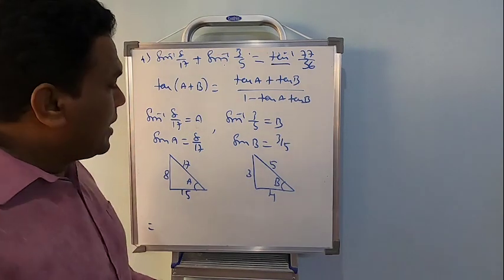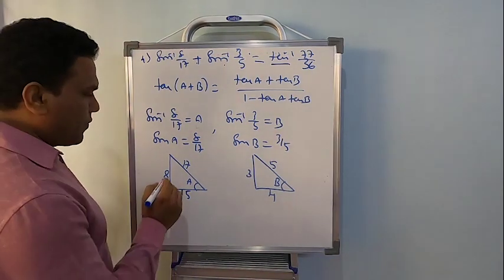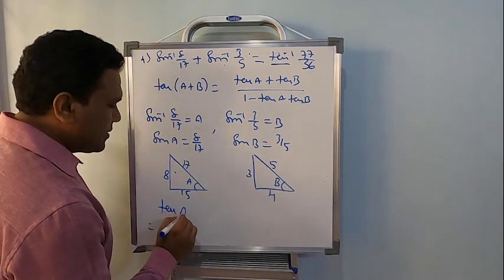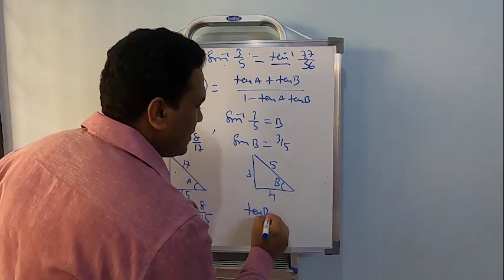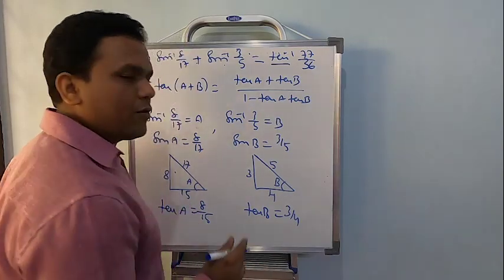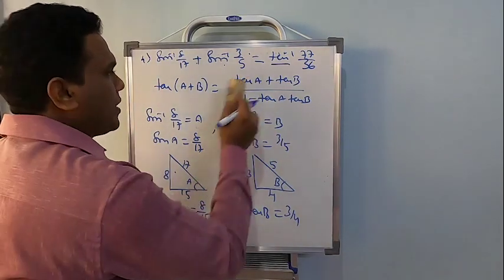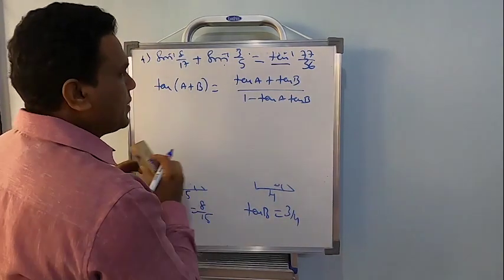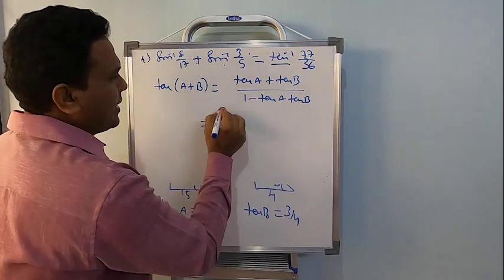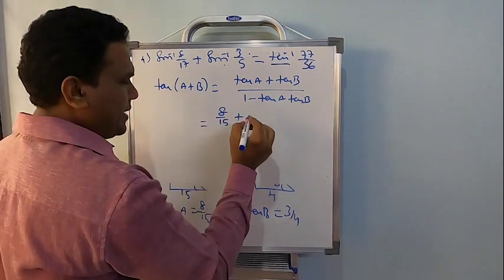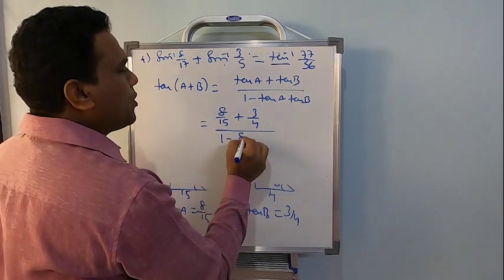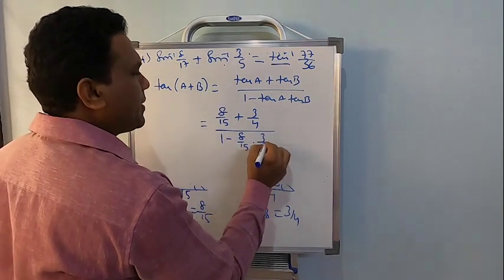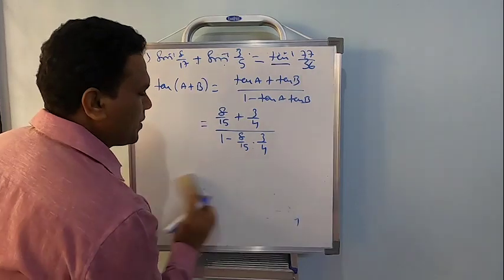Fine. Now what values am I looking for? From this I need the value of tan a. So tan a will be equal to 8 by 15, and from this tan b will be equal to 3 by 4, opposite by adjacent. Now shift to this formula. So tan a value will be 8 by 15, tan b will be 3 by 4, and in the denominator 1 minus 8 by 15 multiplied by 3 by 4.